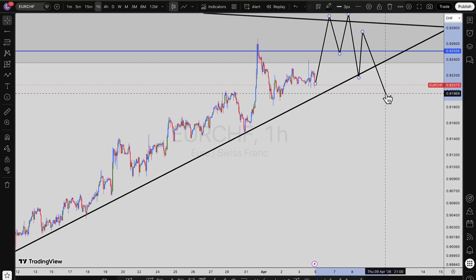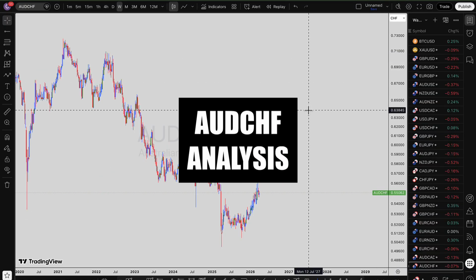So in summary, I can spot out potential setup on Euro Swiss, but it's yet to be confirmed. So we will have to pay attention next week. So this is what we have on the Euro paired against the Switzerland. Now let's move on to the next one. Next is Australian dollar paired against the Switzerland.